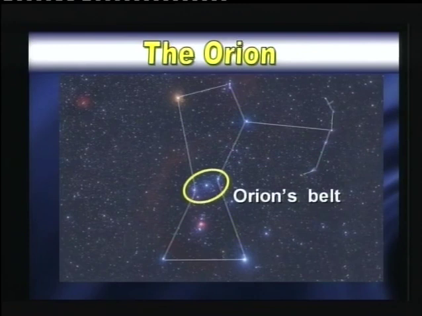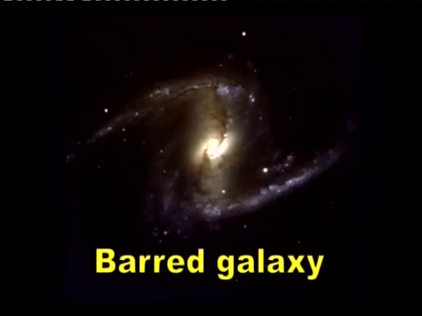Now let's move to galaxies, since our time is running. There are millions of galaxies, but scientists have classified these galaxies in three categories, three groups. One is the barred galaxy. It looks like a spiral, but it has arms that reach out. So it is called the barred galaxy.